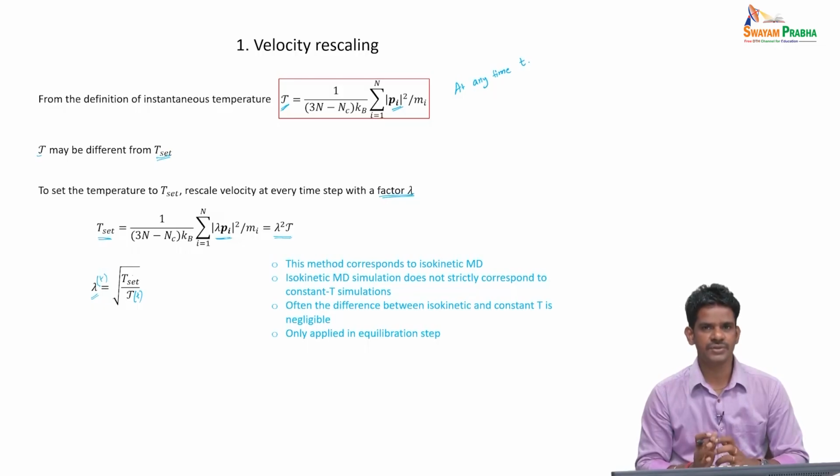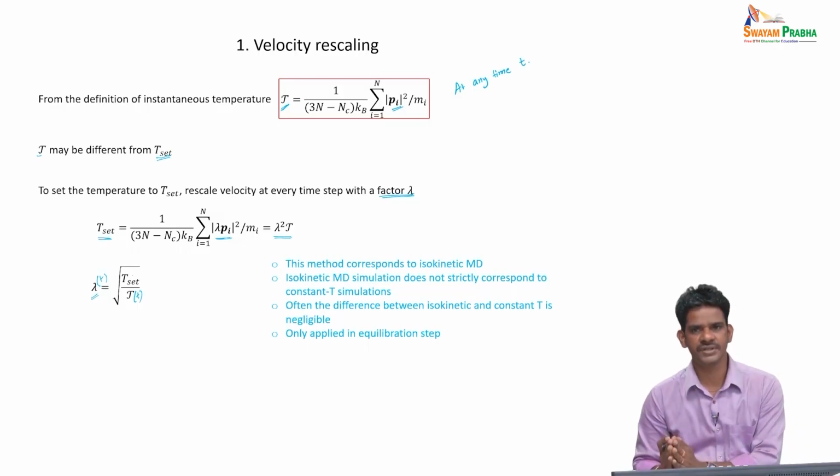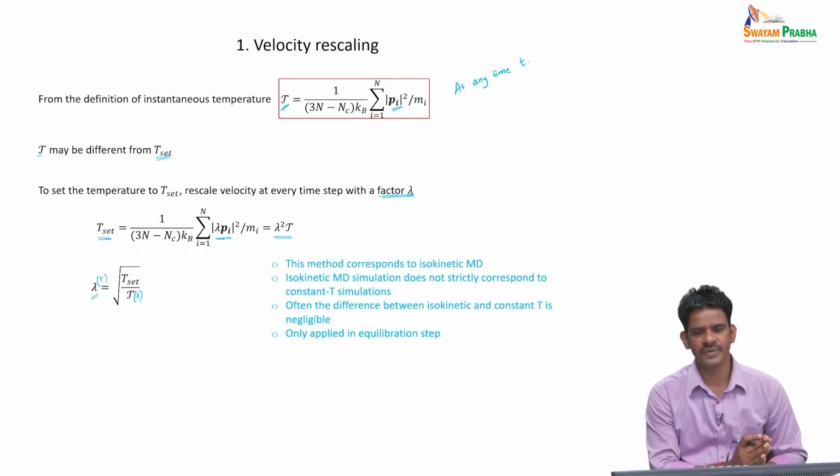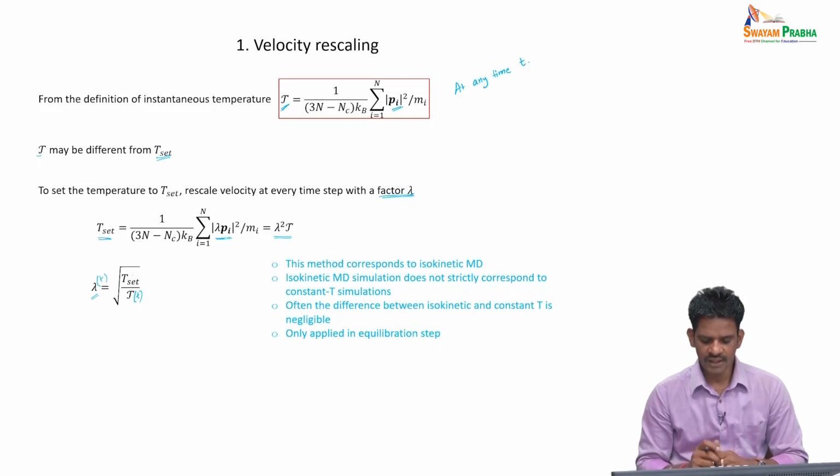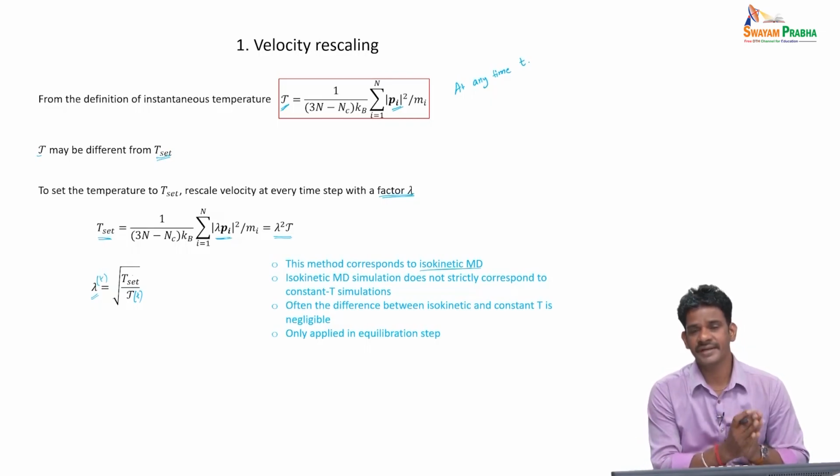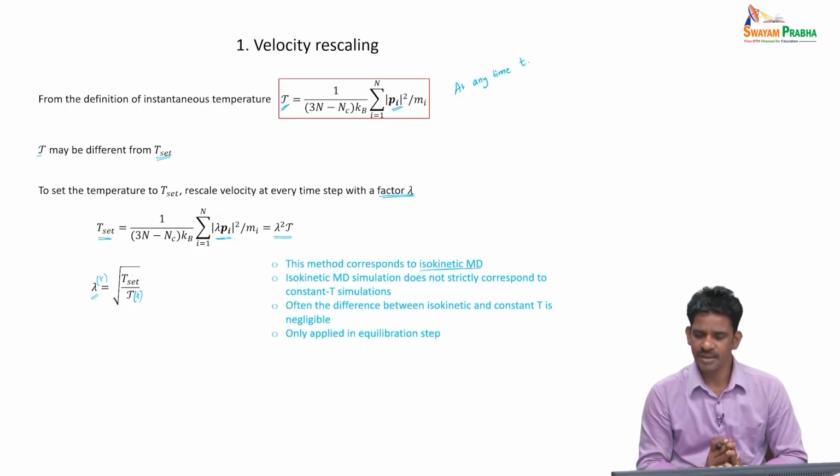So the idea here is to measure the instantaneous temperature. If it deviates from the set temperature, you assign your desired temperature. In fact, this method is called isokinetic MD simulation, because by rescaling the velocities we essentially keep the kinetic energy constant, through which we calculate the temperature, which is therefore also maintained constant at every time step.